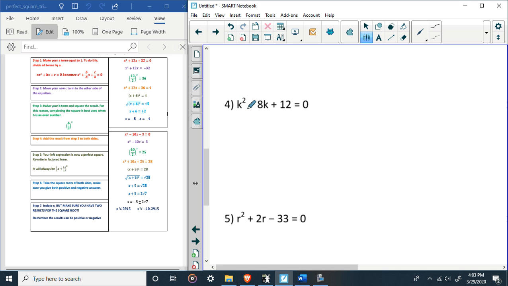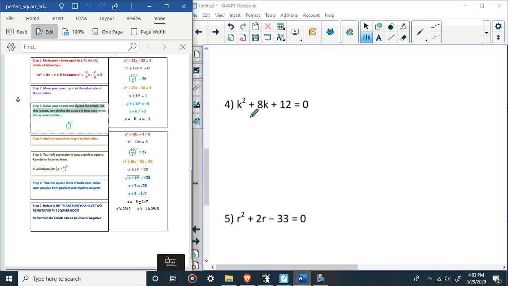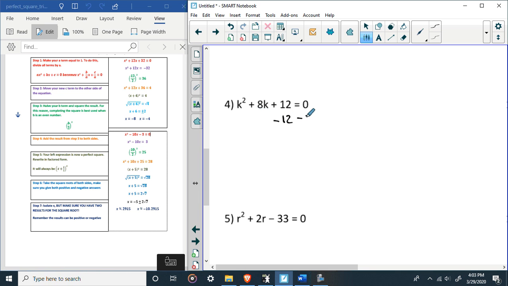Does A equal 1? Yes. So when we continue, absolutely. Our next one, let's move the 12 over to the other side. So let's subtract 12 here, subtract 12 here. Okay? So now I have k squared plus 8k is equal to negative 12. Okay, again, what do I want my new c term to be? 8 divided by 2 squared. 8 divided by 2, 4. 4 squared, 16. Let's add 16 here and add 16 here.